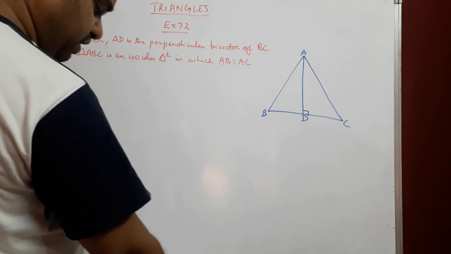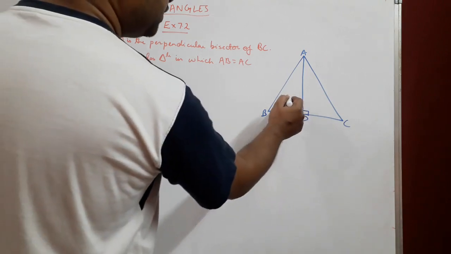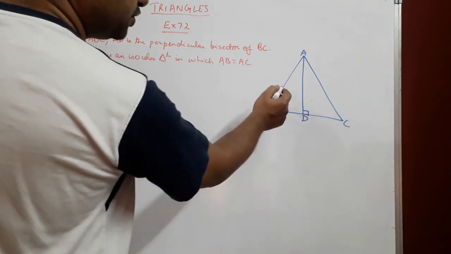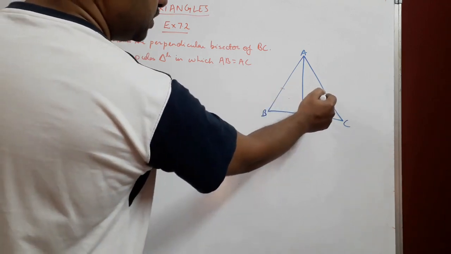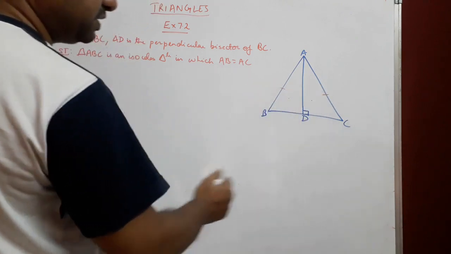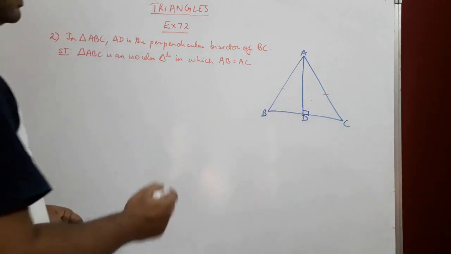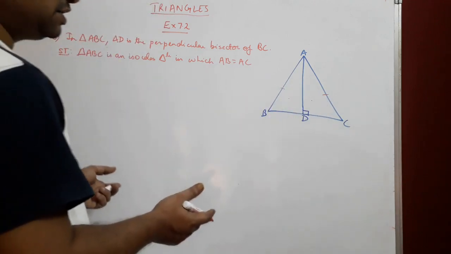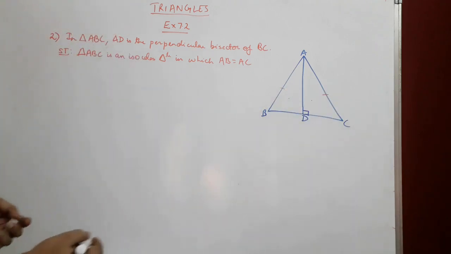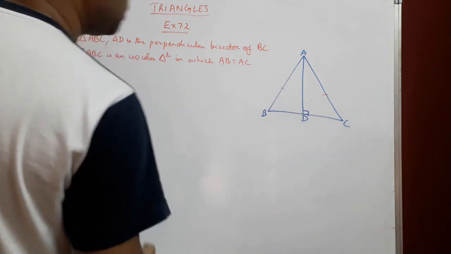If we need to show that AB is equal to AC, we will have to prove these two triangles congruent to each other. Remember, we need to show this side is equal to this side. And if we prove that these two sides are equal, we can say that this is an isosceles triangle because when opposite sides of a triangle are equal to each other, it is an isosceles triangle. So let us first begin by trying to prove these two triangles congruent to each other.